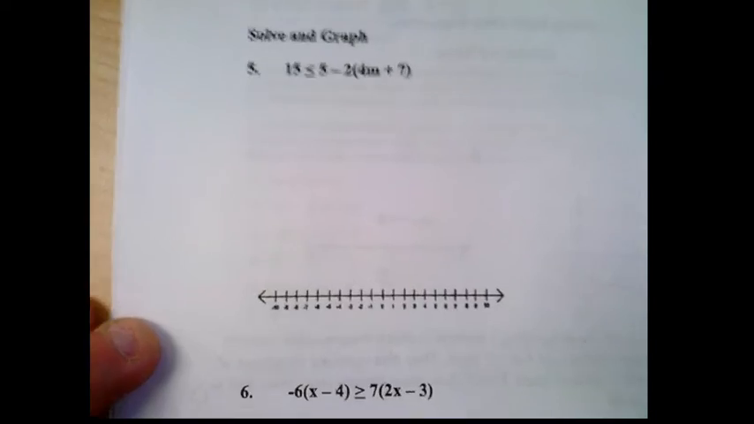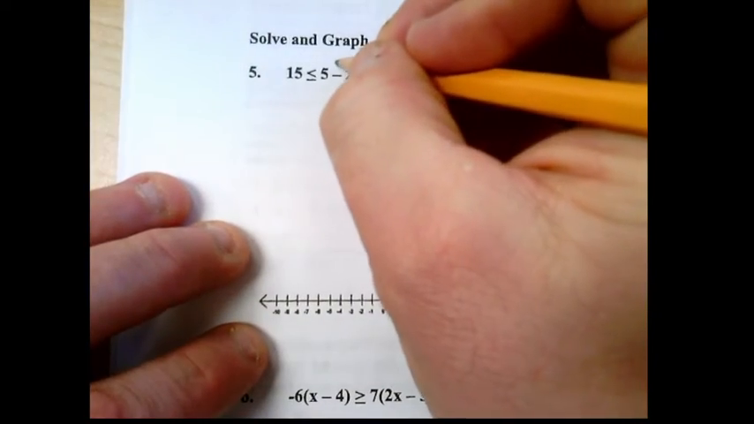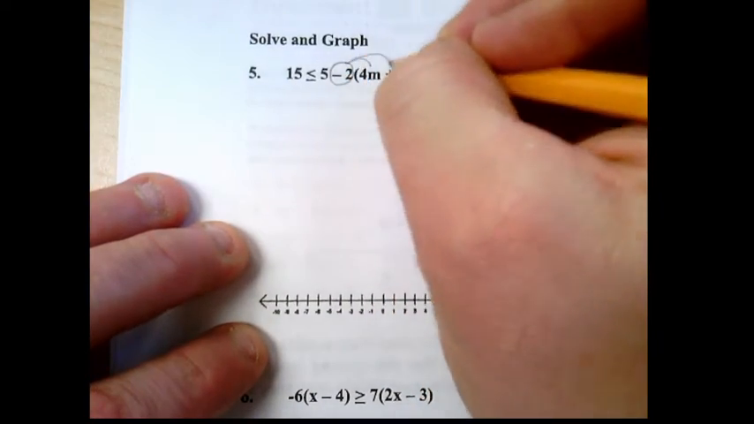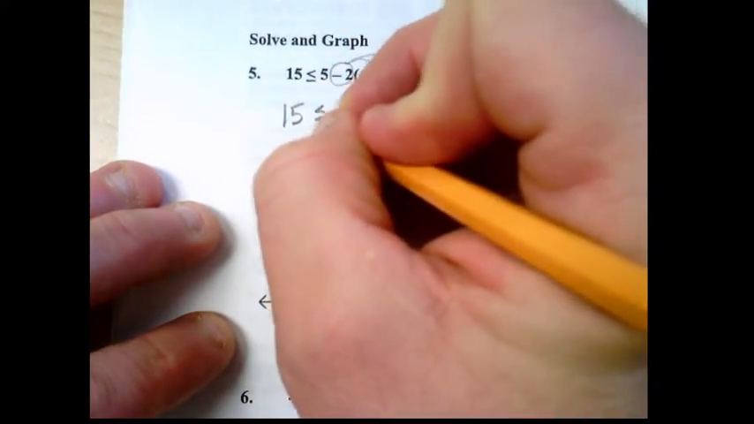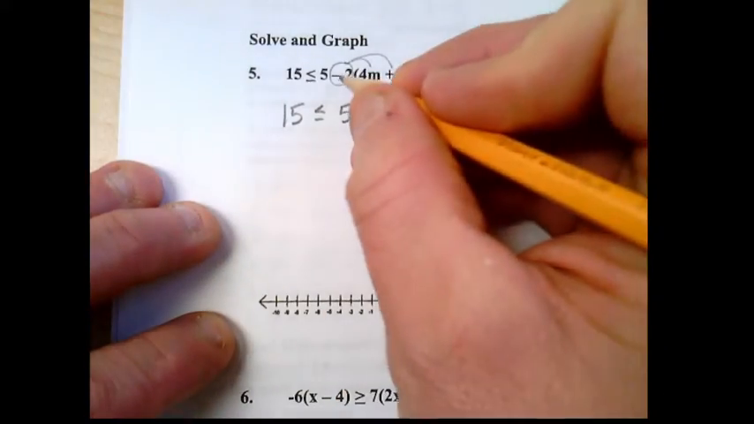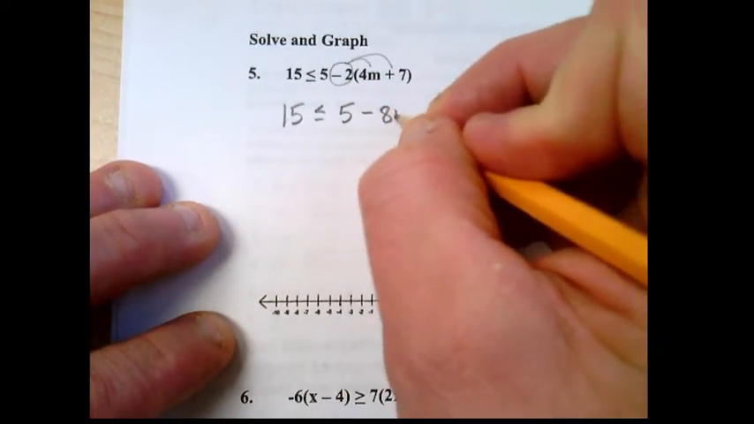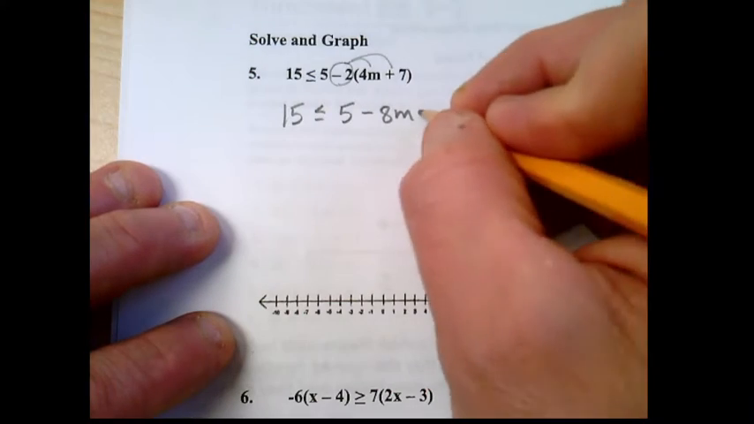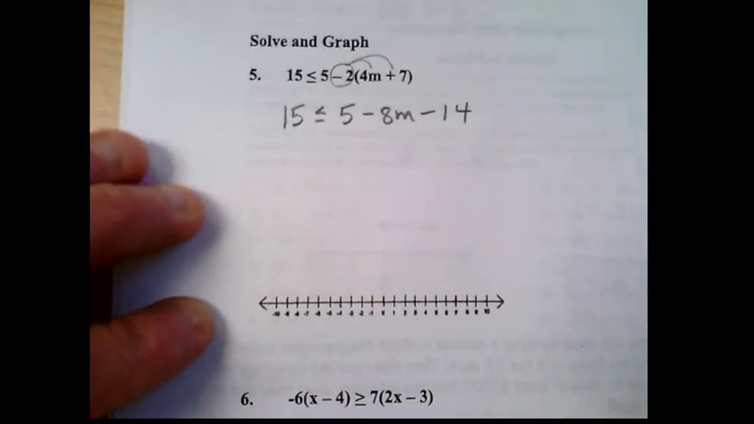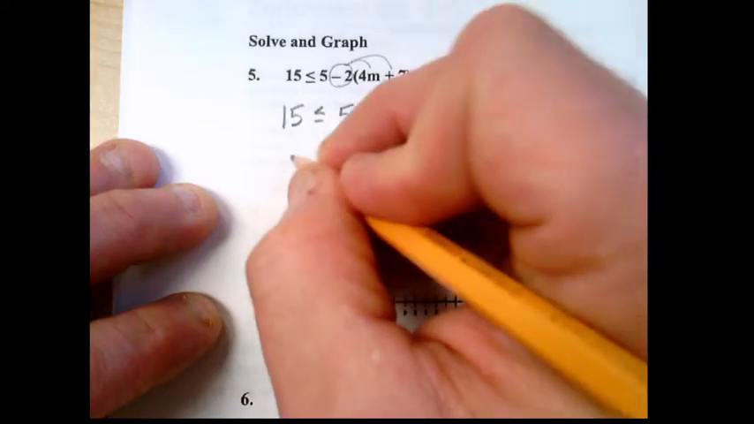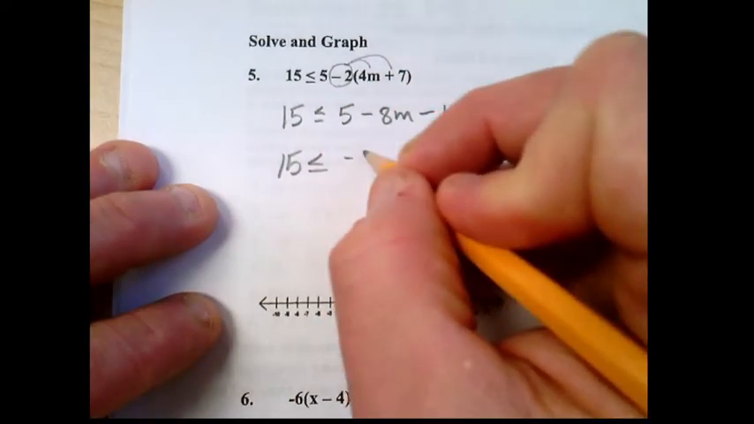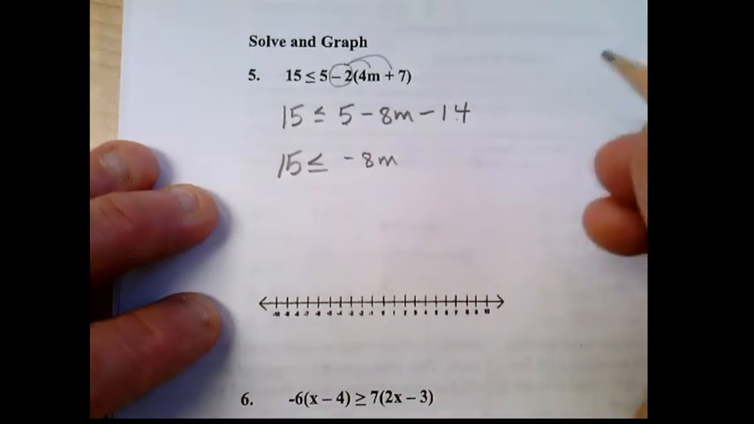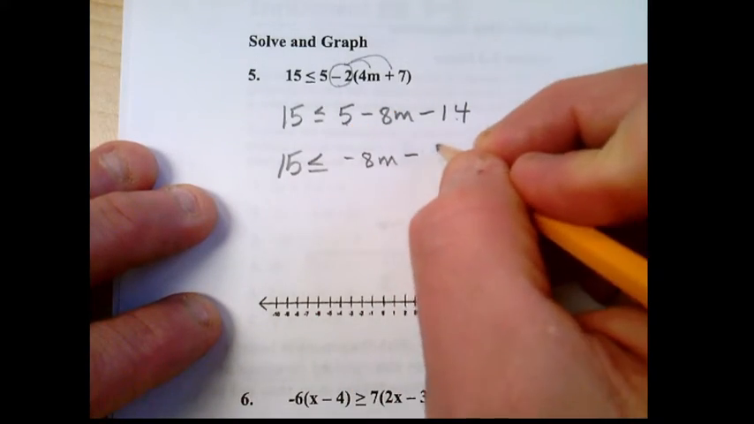All right. The next one, I would distribute this negative 2 into the parentheses here. Okay. So by doing that, you have 15 is less than or equal to 5. Negative 2 times 4 is negative 8. Negative 2 times 7 is negative 14. Okay. Now from there, 15 is less than or equal to, I'm going to put negative 8m, and I'm going to take 5 minus 14, which is going to be negative 9.